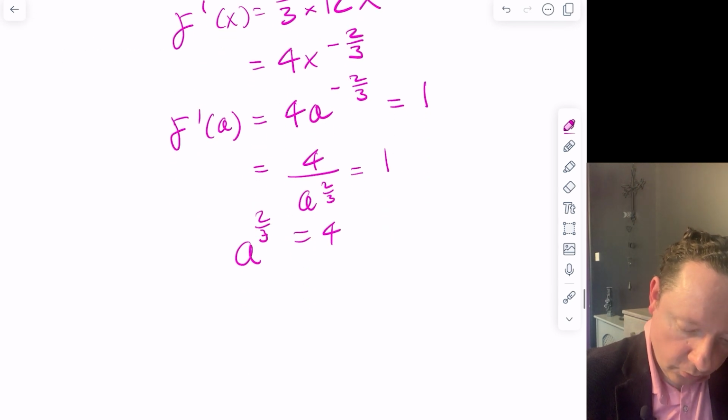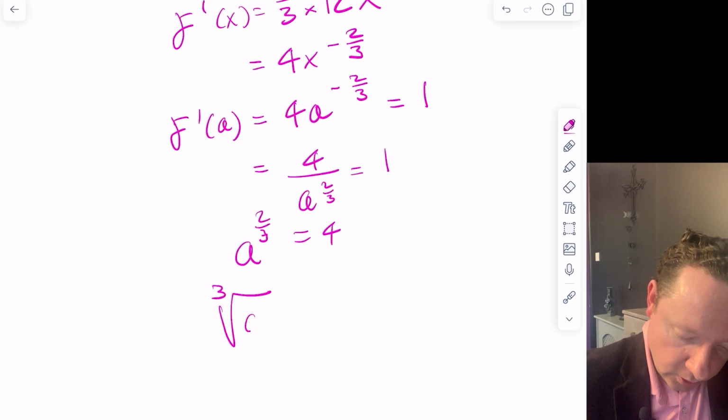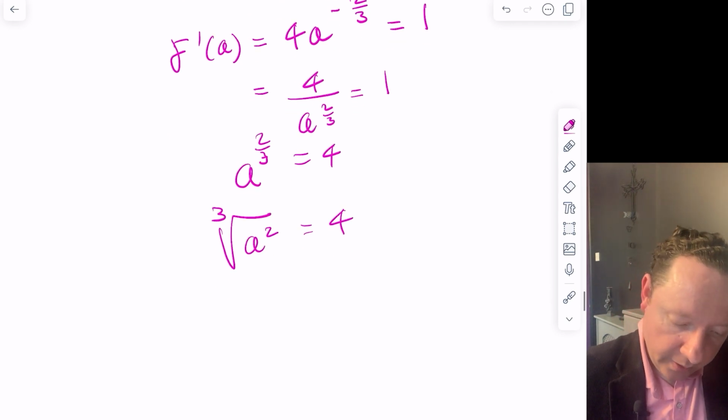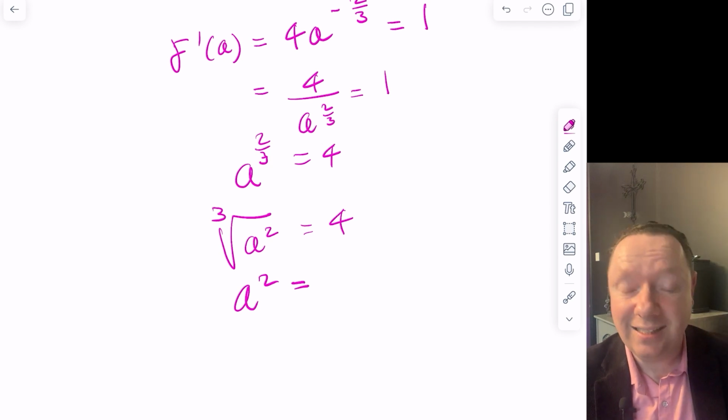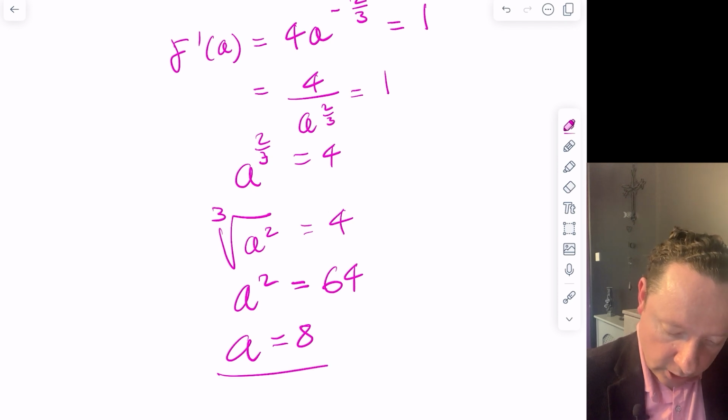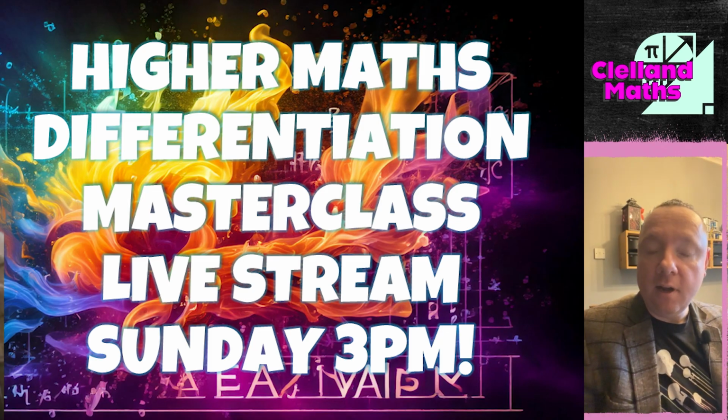So what is a to the 2 thirds? That's the cube root of a squared equals 4. So if I just cube both sides, that'll give me a squared equals 64, since 4 times 4 is 16, times 4 is 64. And the square root of 64 is 8, and x is greater than 0, so it is just 8, and we're done there.